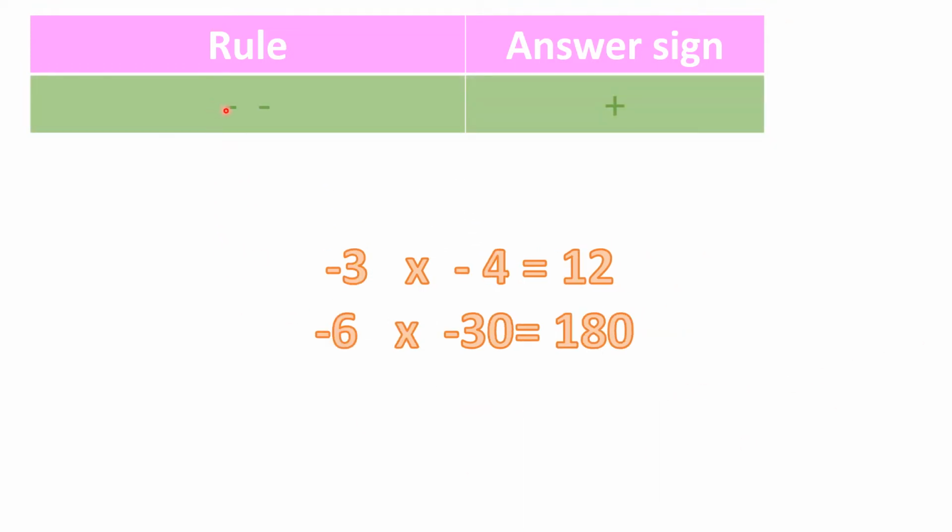Next rule, when both the integers we have taken are negative integers, we get a positive answer. Let's look at the examples. Minus 3 and minus 4 are both negative integers, and when we multiply two negative integers, we get a positive answer, right? This is positive. Minus minus plus, okay? So minus 6, a negative integer, minus 30, another negative integer. When two negative integers are multiplied, you get a positive integer, 180.